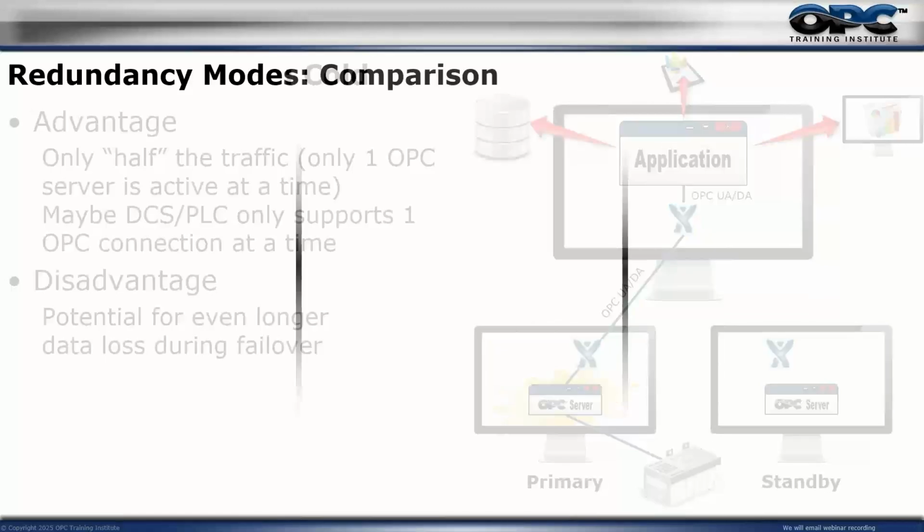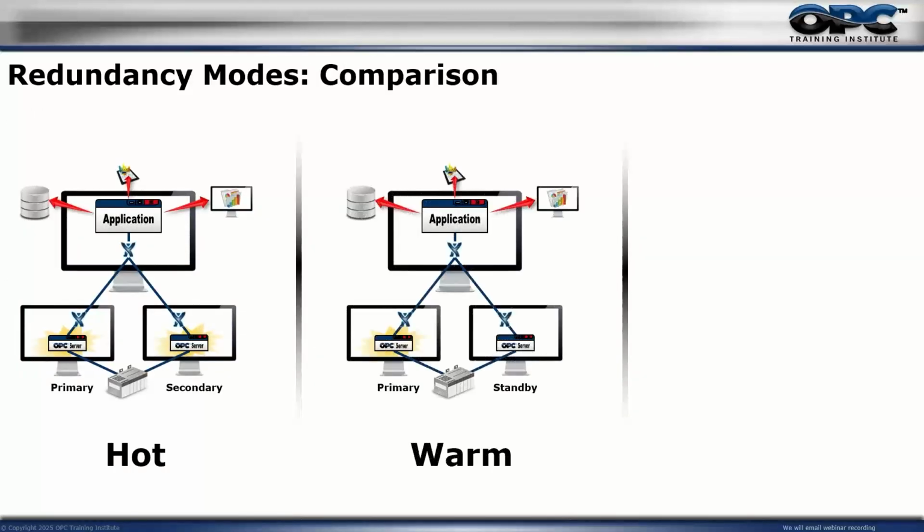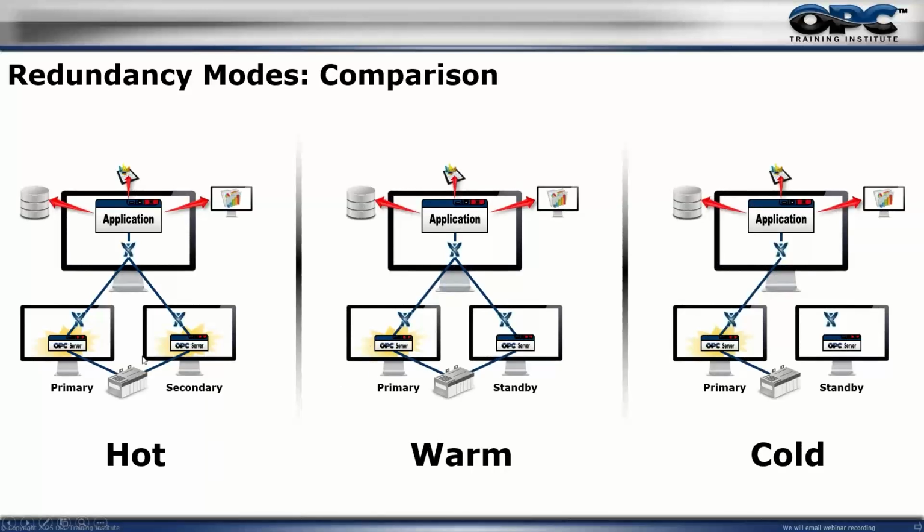Okay, so now to compare the three modes, here's what you see. There's hot, warm, and cold. So hot is really what we recommend. If at all possible, use hot. If you can do it, use hot, because then there is no data loss. If that's not possible, go over to warm. If that's still not possible, go over to cold. Again, OPC Expert doesn't really care. You just tell OPC Expert what you want, and OPC Expert will execute that. So there's hot, warm, and cold.